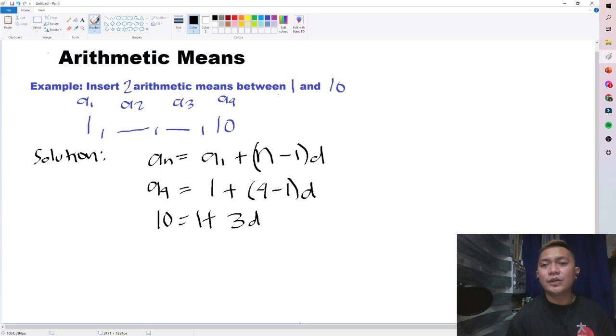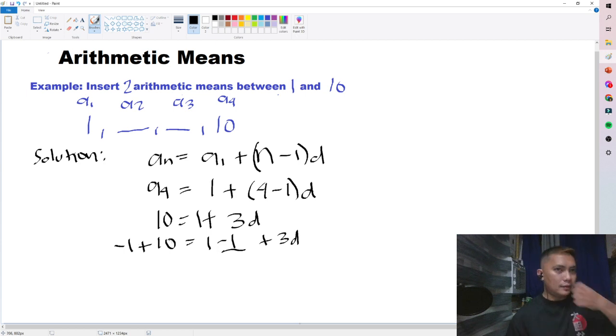Okay, so gamitin natin yung addition property of equality. Okay, so may plus 1 tayo dito, I mean negative 1, to eliminate that positive 1. Okay, so that is 10 minus 1 equals 1 minus 1 plus 3D. If you add negative 1, you will also add here negative 1. Okay? Then, simplify natin. So, 1 minus 1, that's 0. And matitira na lang dyan is 3D. Okay? And then, 10 minus 1, that is equal to 9.